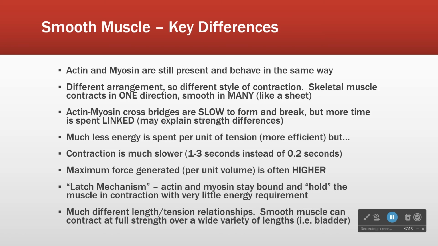Another thing that smooth muscle has that skeletal muscle does not is a latch mechanism. So in skeletal muscle, contraction always requires myosin heads pulling, right? The constant tug of war. Smooth muscle has the ability to contract and hold without spending a lot of energy. It has a kind of latch that keeps actin and myosin bound together, but without contraction occurring. It's good at holding tension.